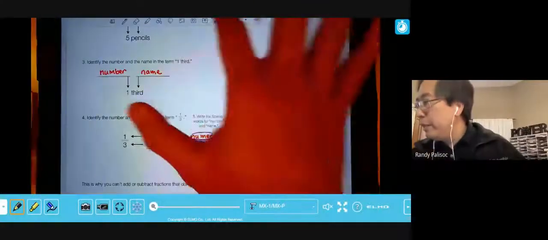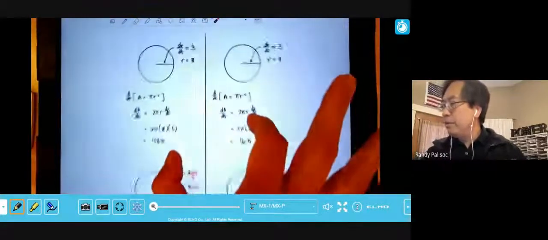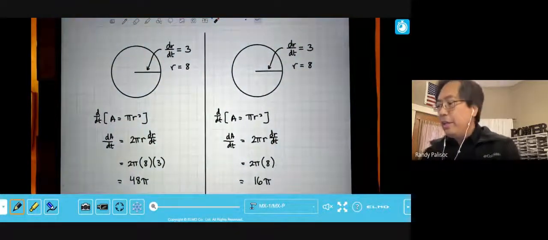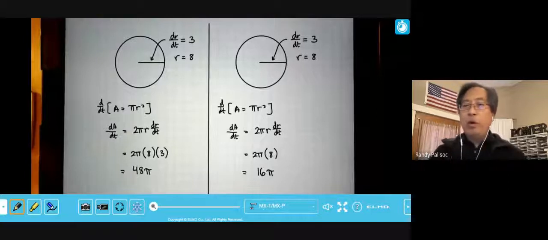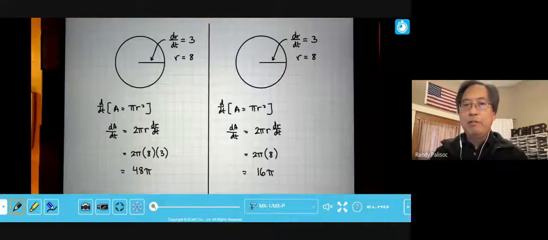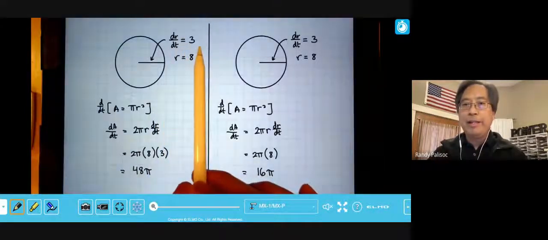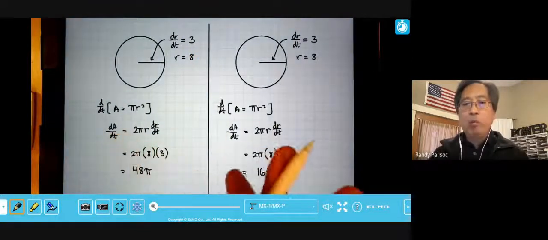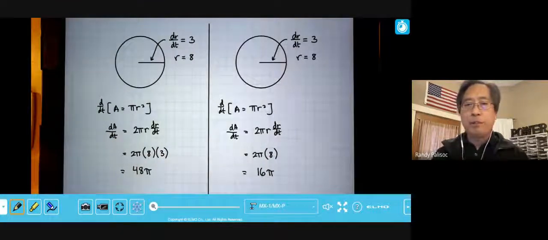So here we go. In this example, this is a related rates problem in calculus. And I have two examples side by side, but one of them has a mistake in it. So we're supposed to find the rate of change of the area of the circle if the radius is growing at a rate of 3. And if you just look at this problem side by side, one of them has a mistake, but it's a little difficult to find out where that mistake occurred. So I'll leave it on for a few seconds so you can absorb it.